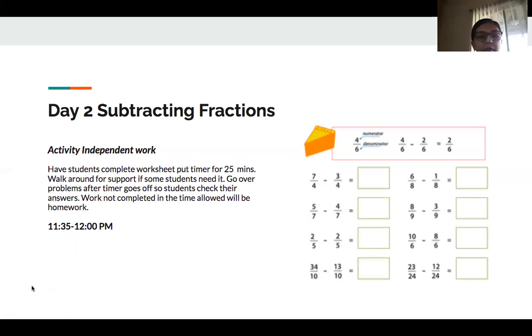And after reviewing subtracting fractions, the last thing the students need to do at the end of math will be the independent work activity, which will just be a small worksheet with some problems, which should take about 20 to 25 minutes or so. And as the teacher walks around, the teacher supports the child if they need extra understanding or are having a hard time, at the end of math.